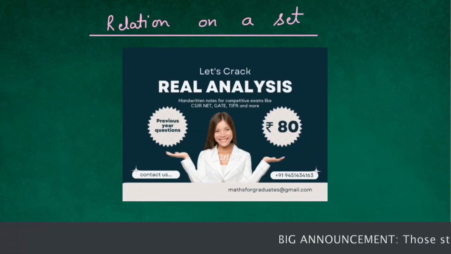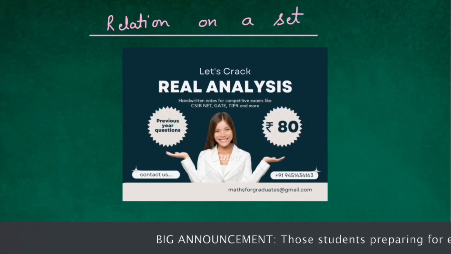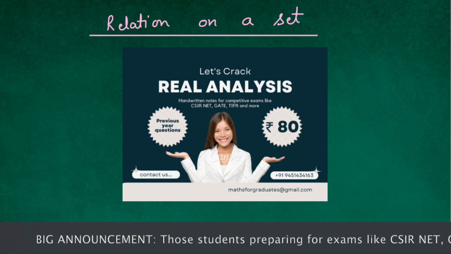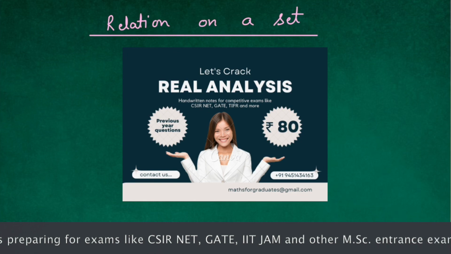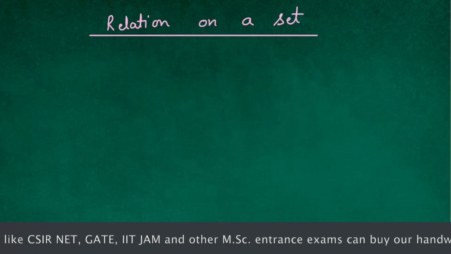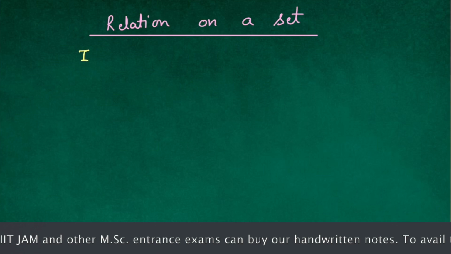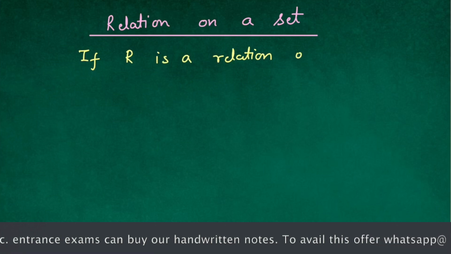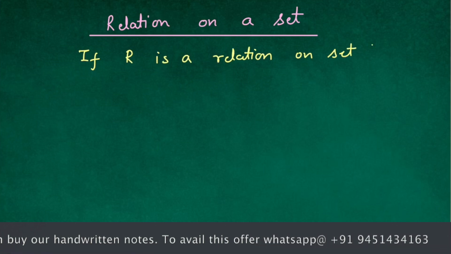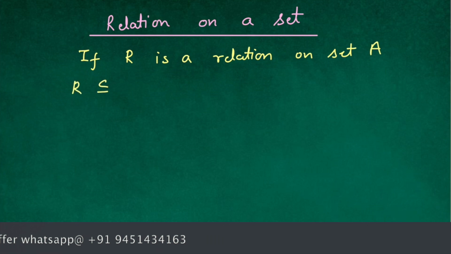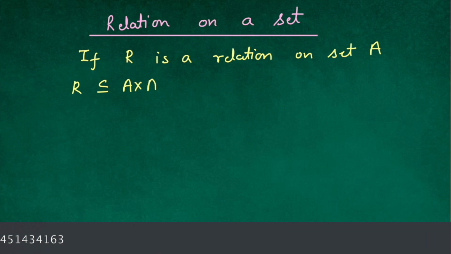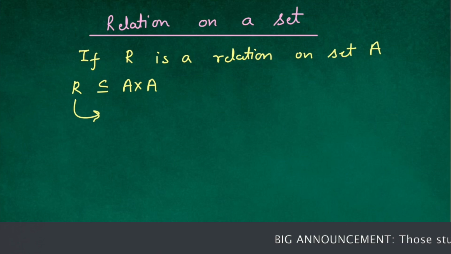Today we'll learn relation on a set. In a previous video we have seen relation between two sets. Now we'll learn what is relation defined on a set. Okay. So if R is a relation on any set A, then R is a subset of Cartesian product of A cross A. Then this relation R is said to be relation on a set.